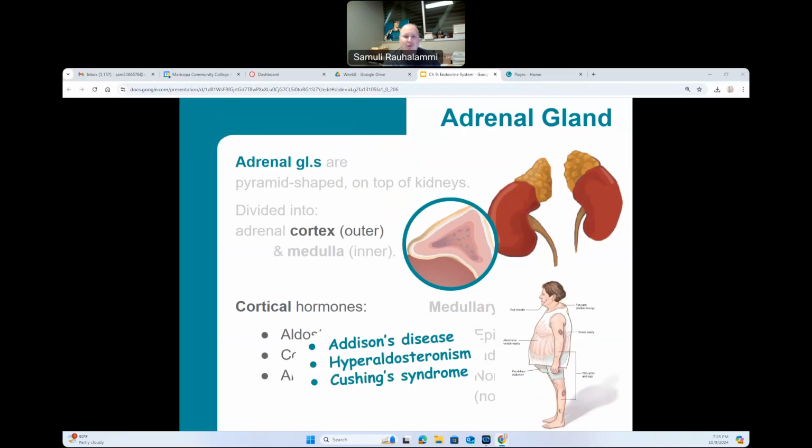The second one that I mention here is hyperaldosteronism. This may result from an adrenocorticotropic hormone, so ACTH, releasing tumor. In this case, excess water and sodium are retained, leading to high blood pressure and edema forming.